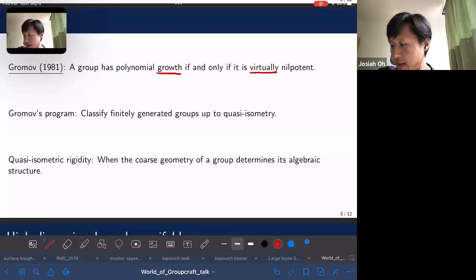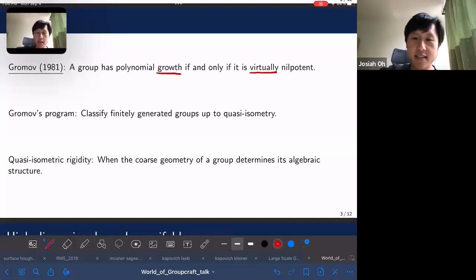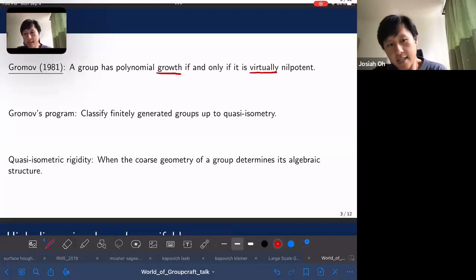Let me also say something more about this word virtually here. You might ask, can this statement be improved? Can you say that polynomial growth implies actually nilpotent on the nose? And the answer is, in general, you're not going to be able to do that because, like I was saying before, quasi-isometries only preserve structure on a large scale. And in terms of groups, what this means is that quasi-isometries don't distinguish between things that differ by finite groups.